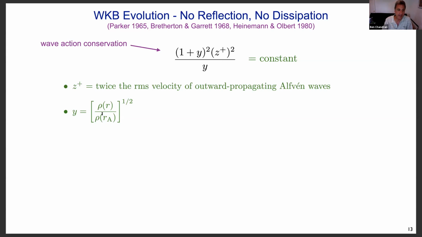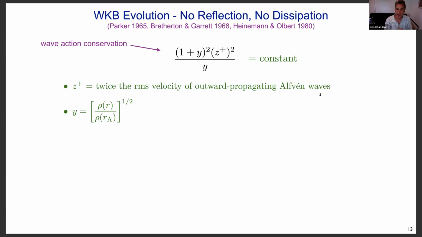This quantity y is the ratio of the local density to the density at the Alfvén critical point, about 10 solar radii from the sun, all raised to the 1/2 power. Z plus is used to denote twice the RMS velocity of the outward propagating Alfvén waves. It's just conventional notation. It's like the wave amplitude.